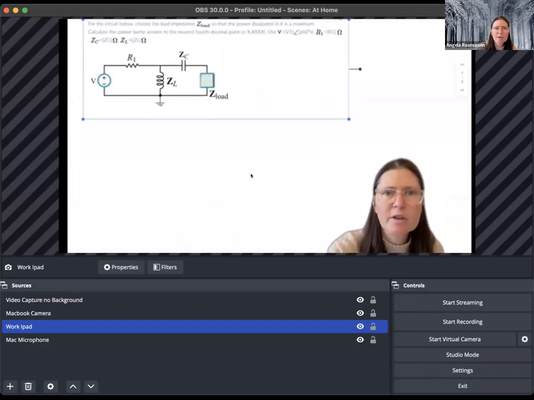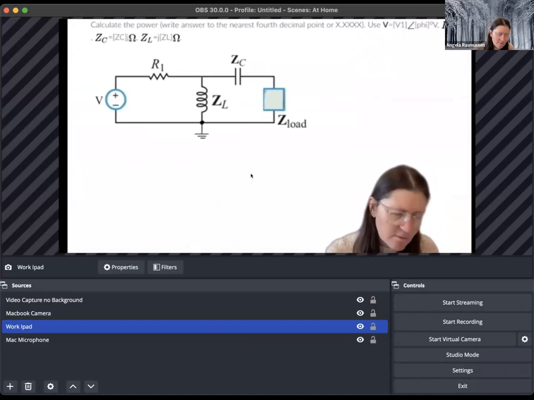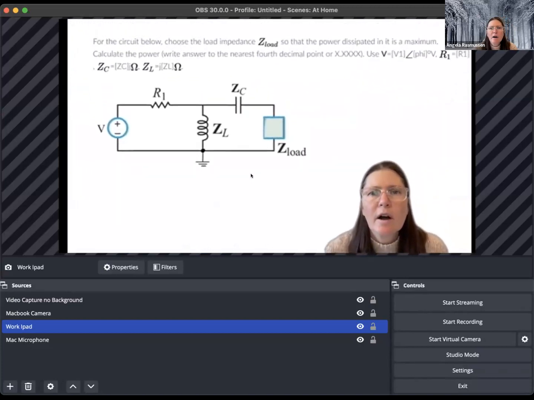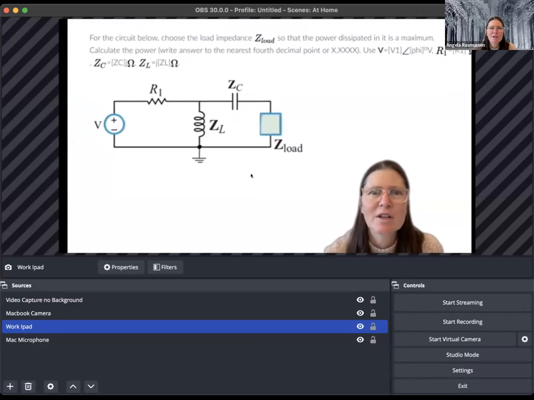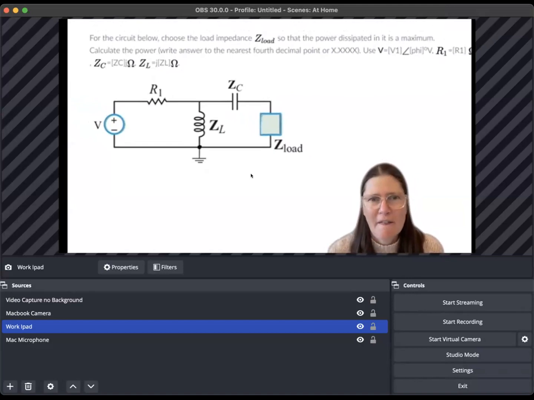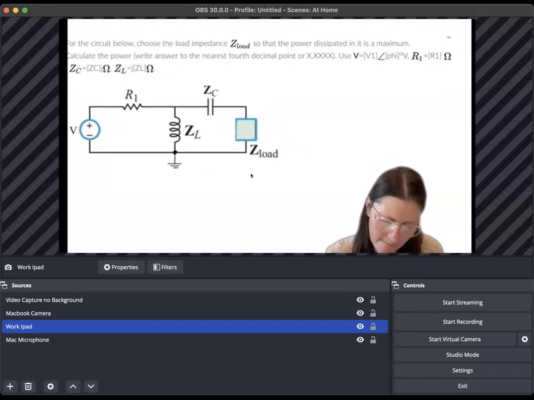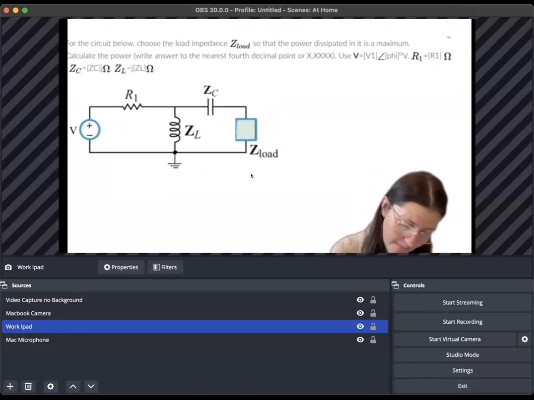Okay, so here is a circuit. If you want to work on this, you're going to need to find the VTH and ZTH for that load. And you're going to have to do it generically with V1, R1, Z, C, and ZL. How do you evaluate the V1 with the angle? I think I missed that day, and I'm not sure what to do when there's an angle, like a shift there.